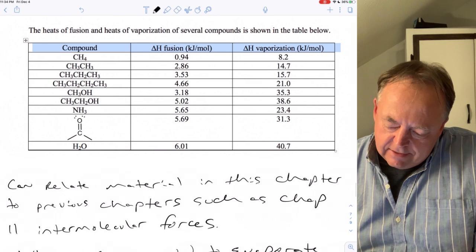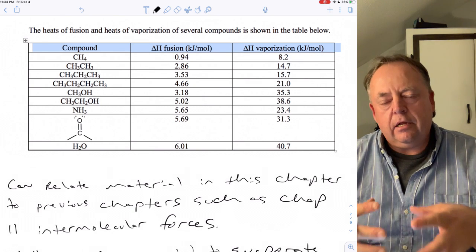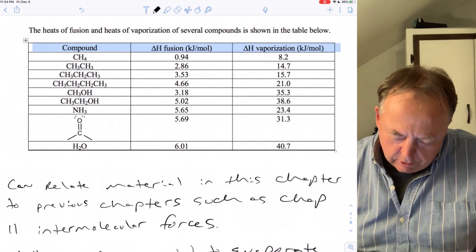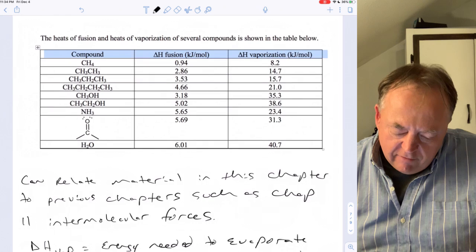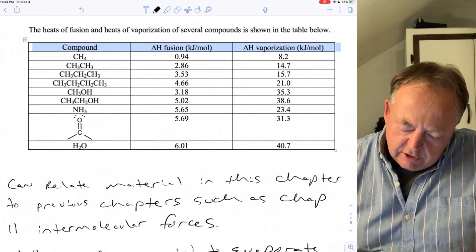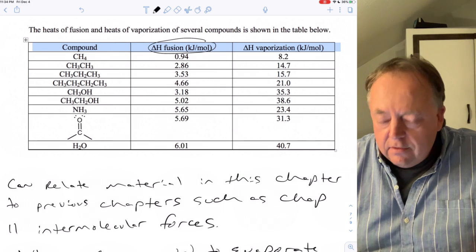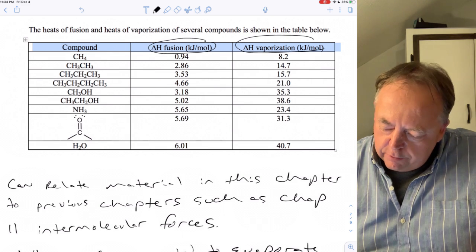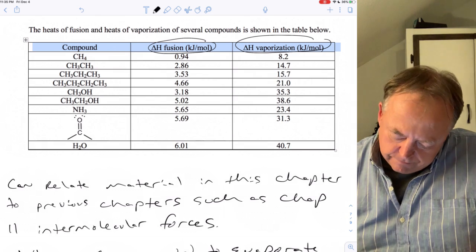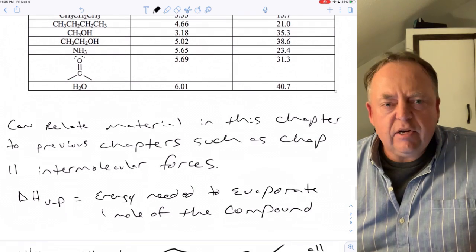Okay, so lastly in this lecture, I just wanted to try to correlate what we're studying in this chapter to what we've studied in other chapters. I think it always makes learning chemistry a little bit more meaningful if you can see how things piece together. So this table just shows the heats of fusion, that would be to melt something, right? Or the heat of vaporization to evaporate it from liquid to gas, for some different compounds. So we can relate this to material that we covered in chapter 11, intermolecular forces.